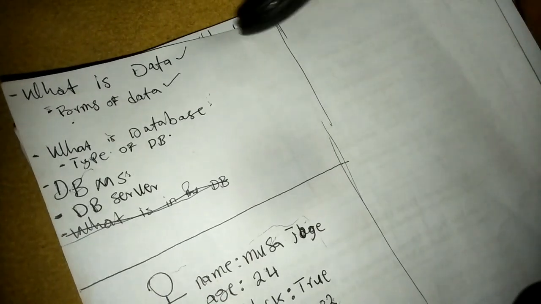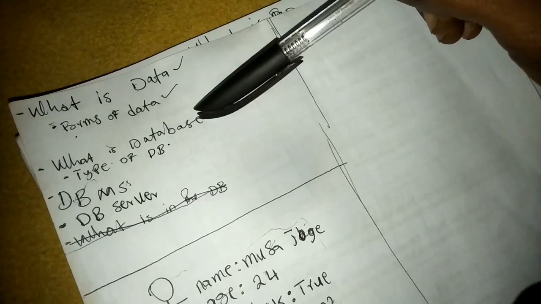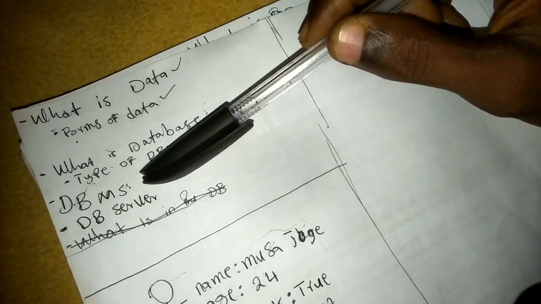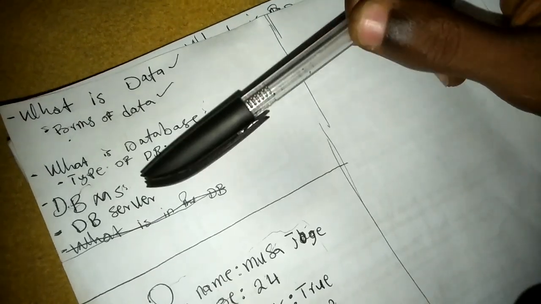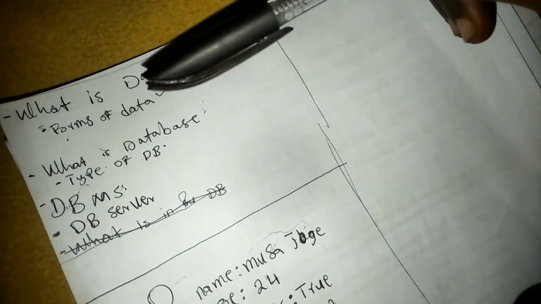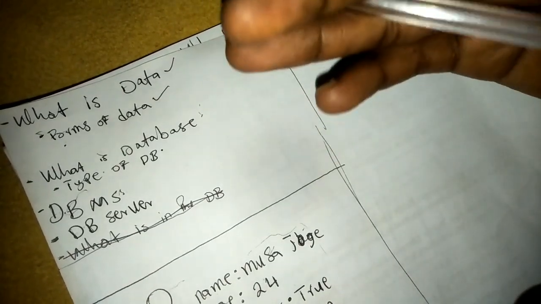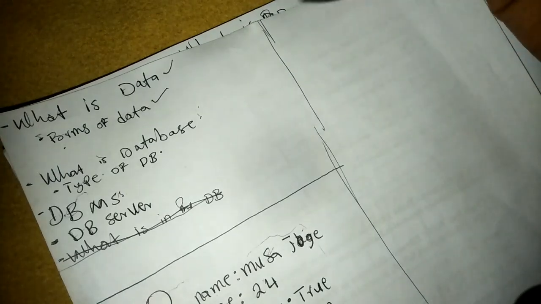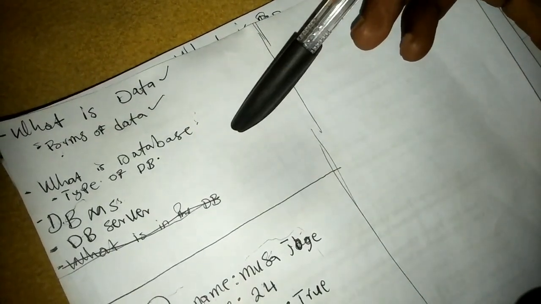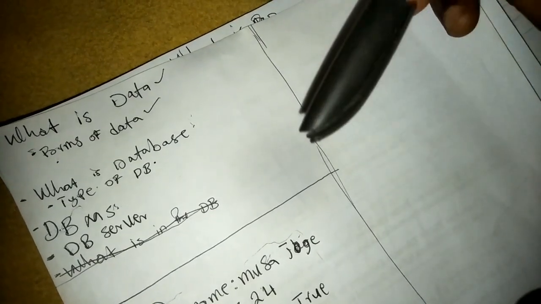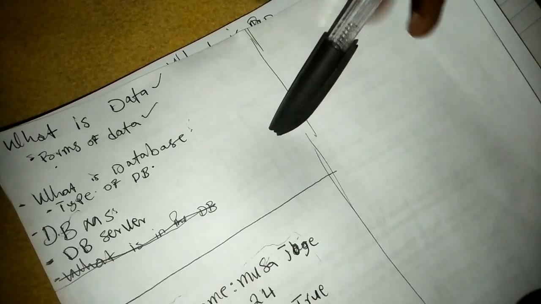So here are the things that we're going to learn in this video. We're going to discuss data, forms of data, what is a database, types of database, then DBMS, which is called database management system, and database server. And after we're done with this, we're going to jump into our computer and start creating our own database, and we're going to implement something that we call CRUD: create, read, update, delete. We're going to see how we're going to create data in a database, how we're going to read the data, update the data, and delete the data using Python programming. So welcome to this video.